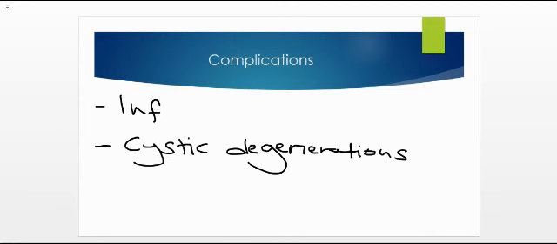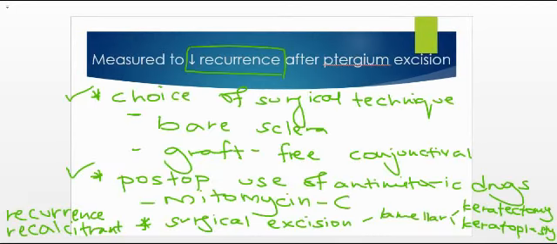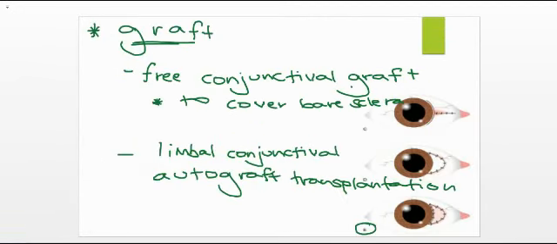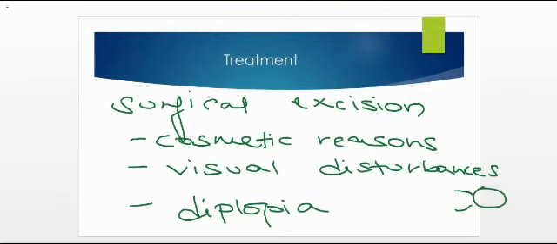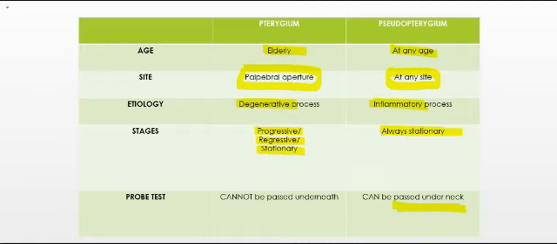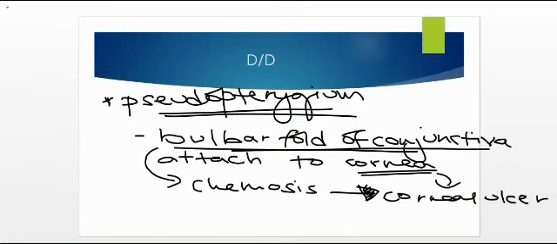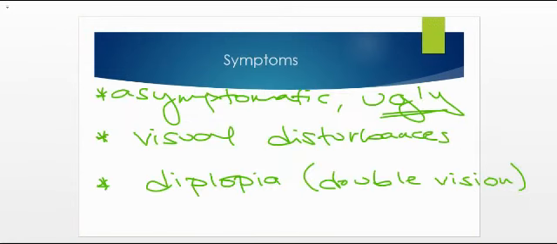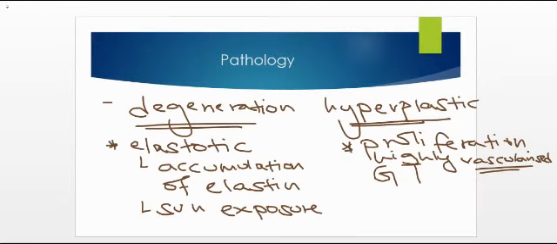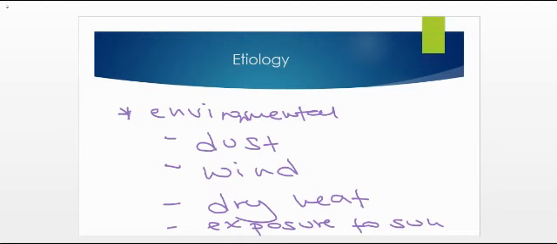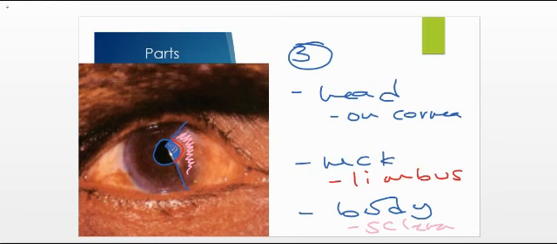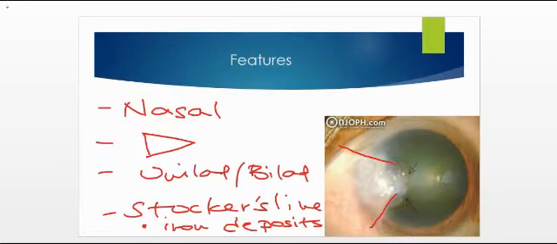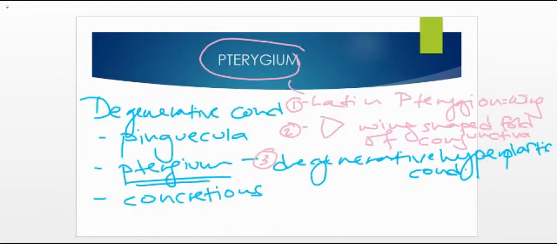So I'm just going backwards now. We saw the complications first, how you want to reduce recurrence, what are the techniques, important surgical techniques, how you perform the surgery, then the two types and how you differentiate them, what is pseudopterygium, what are the symptoms, what is the pathology, what is the etiology, the types we saw, progressive, regressive, the three parts, the head, neck, body, important features, and what is pterygium.